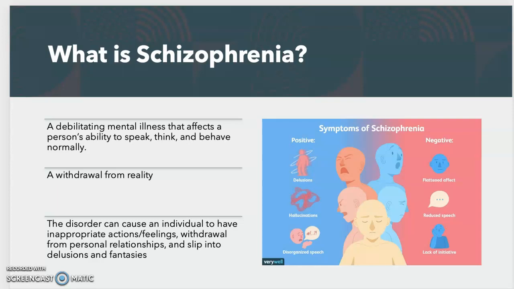The disorder can cause an individual to have inappropriate actions and feelings, withdraw from personal relationships, and slip into delusions and fantasies. On the right, I've pictured a graphic that shows a person with schizophrenia and the symptoms. There are two kinds of symptoms, positive and negative, which we'll learn more about in the presentation.